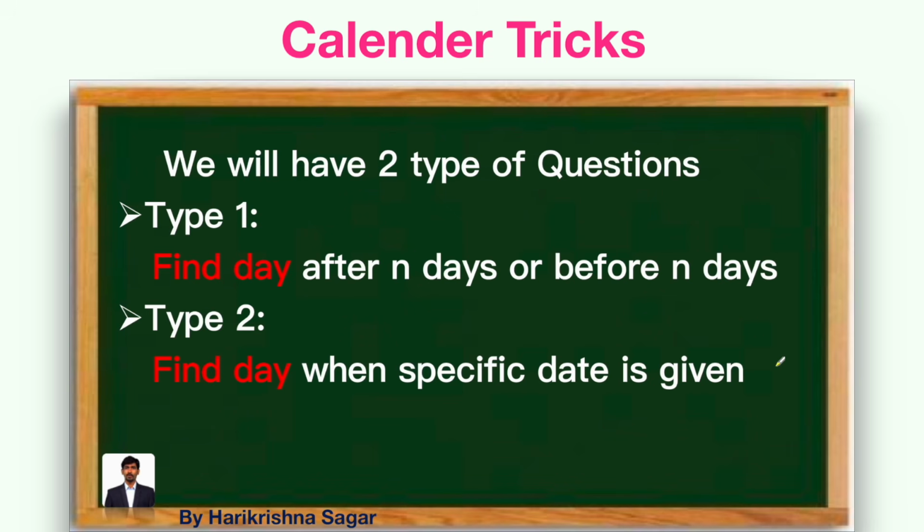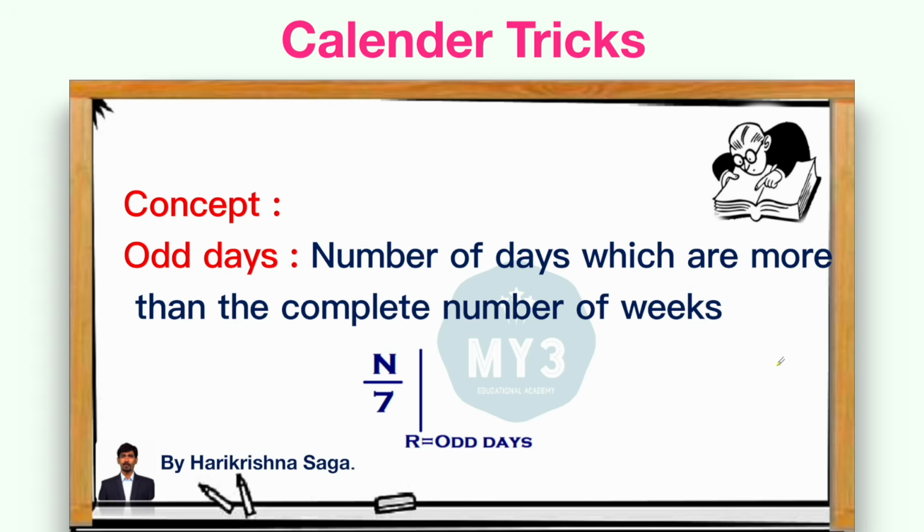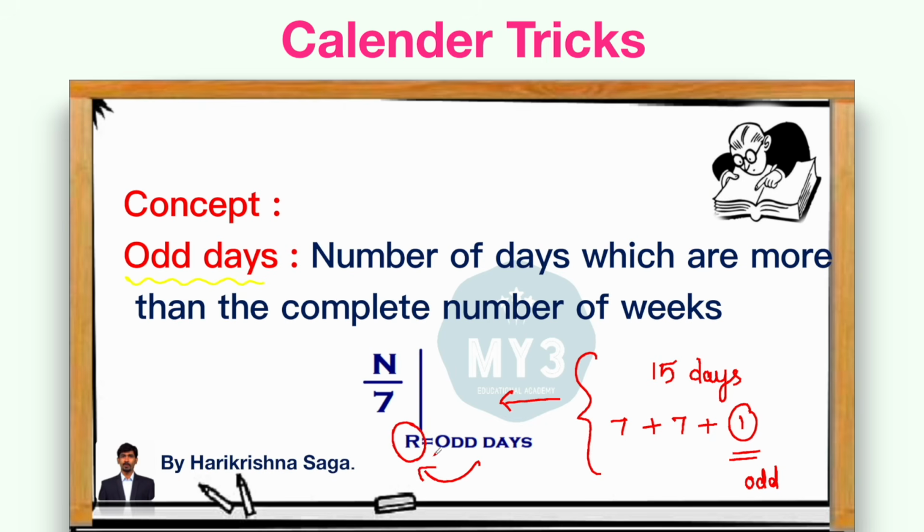To solve the calendar questions, only one concept is required, that is odd days. Odd days is nothing but the number of days which are more than the complete number of weeks. For example, if we have 15 days, what is the number of odd days? We have to observe the number of completed weeks. We know that 1 week has 7 days. So 7 days plus 7 days plus 1 day extra. This extra 1 day will be treated as an odd day. To do this in a mathematical way, we just divide the given number of days by 7 and observe the remainder. That remainder indicates the odd days.